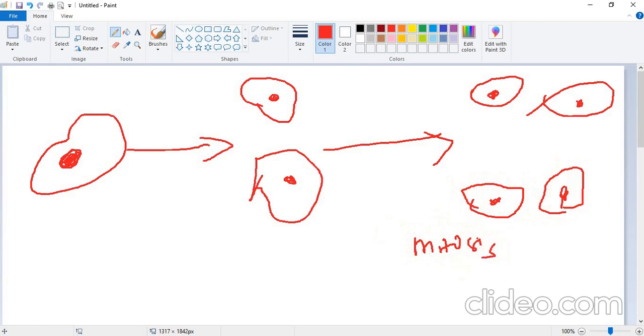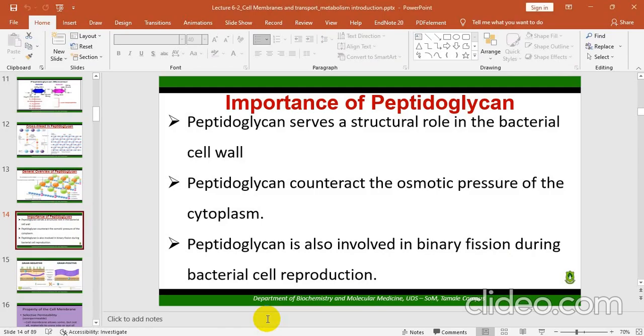Let's proceed. So yes, that's binary fission. It is also termed mitosis.